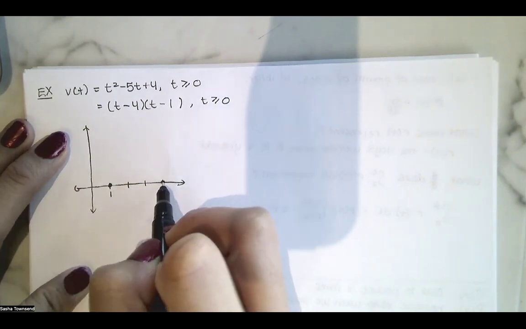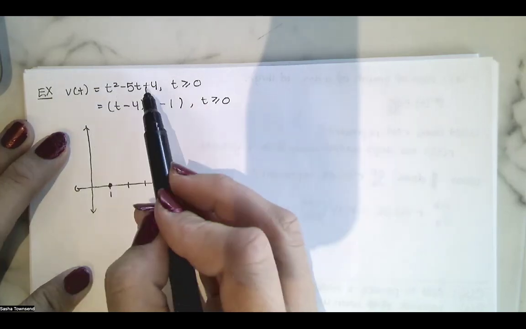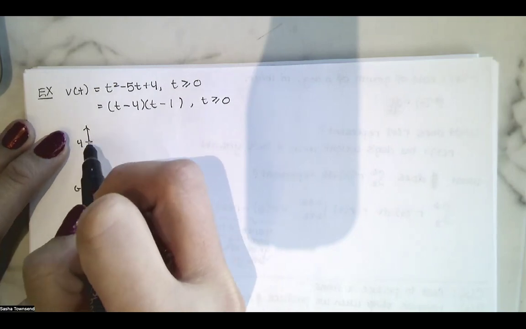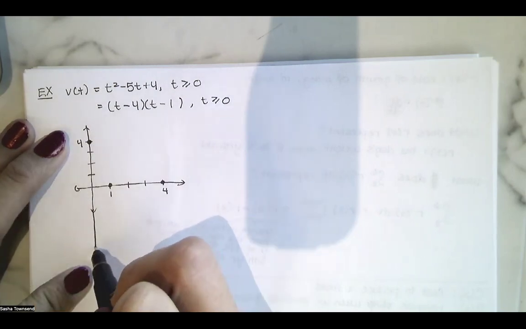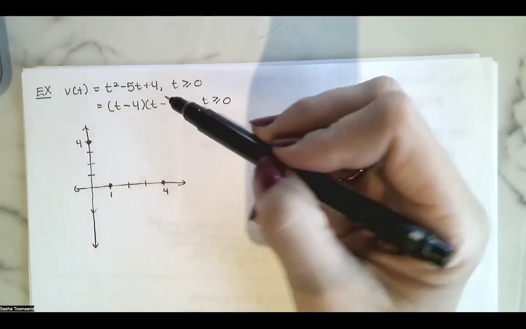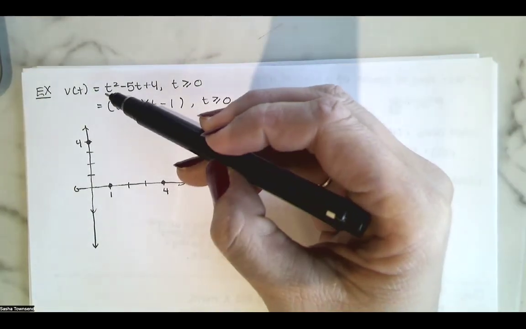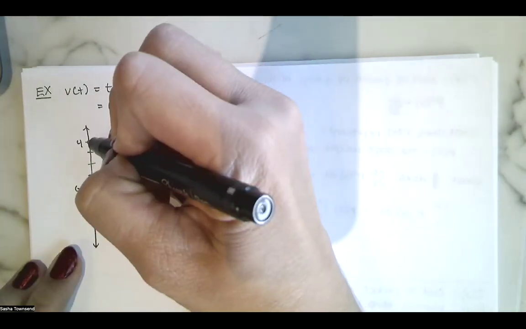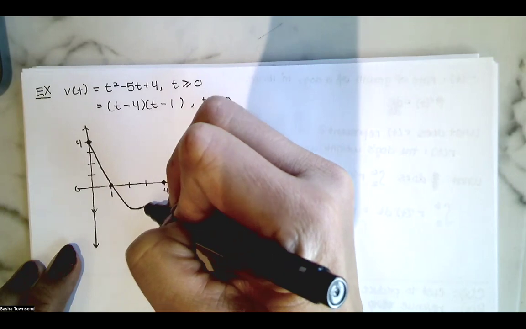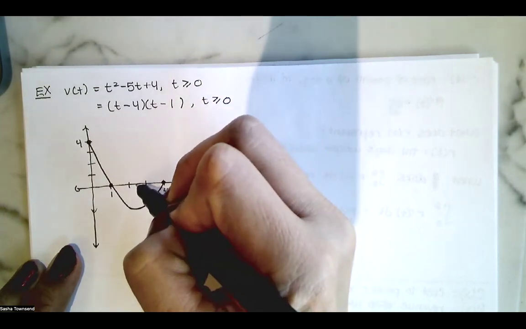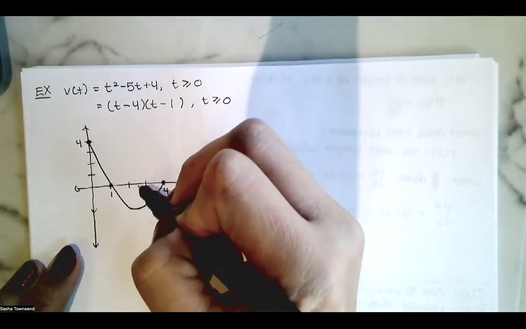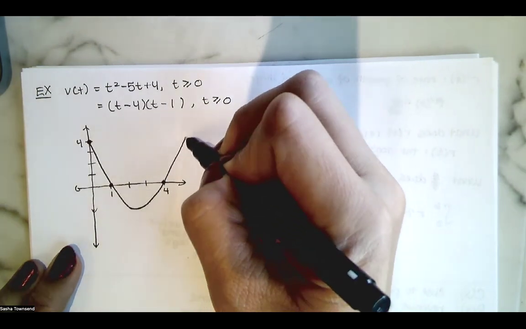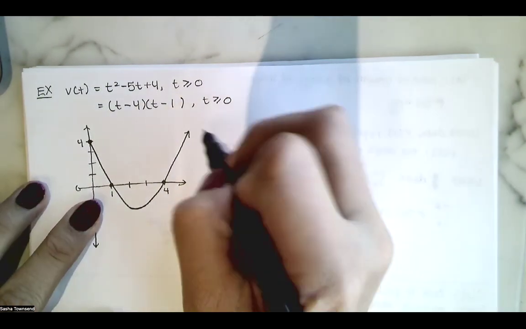So we know that that's true. And then when t equals 0, we know our velocity is 4. And because this is a parabola, and the coefficient of t squared is 1, which is positive, we know it's a parabola facing up, and it's going to look roughly like this. Because of symmetry, that vertex is going to be halfway in between 1 and 4 at that 2.5 location. And so this is our function.